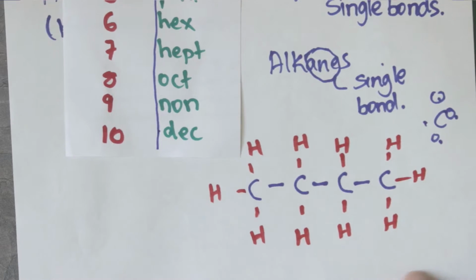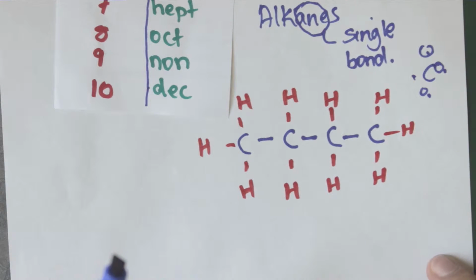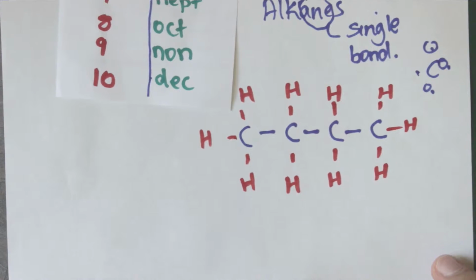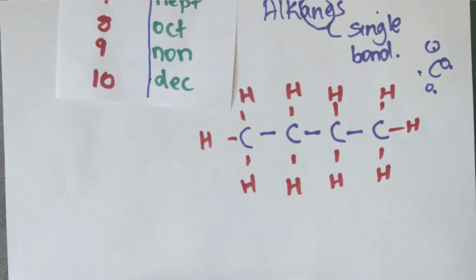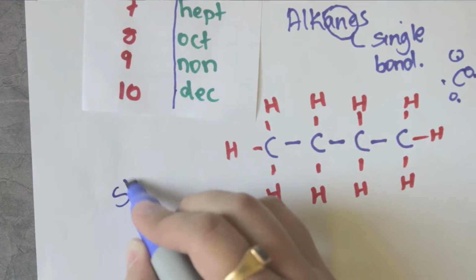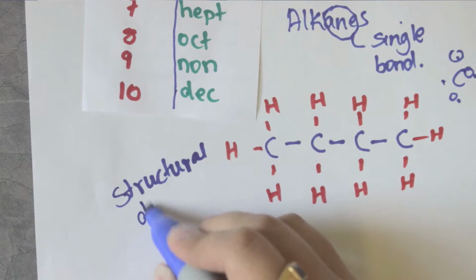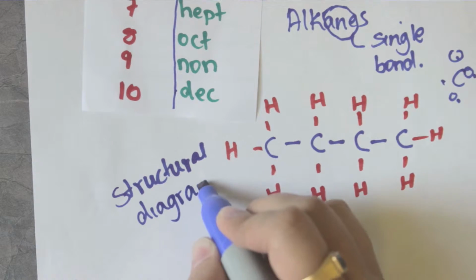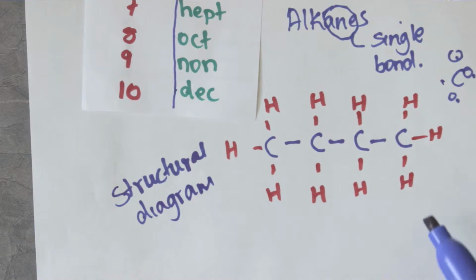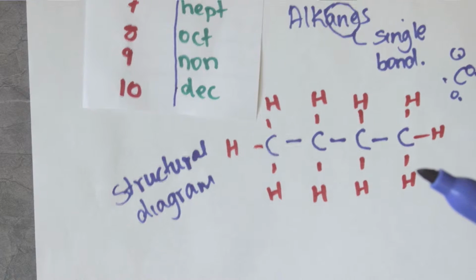First of all, this way of drawing, again, as you can see, because it's all single bonds, this is an alkane structure. This form of drawing is called structural formula. So this, you would call it structural diagram. And a structural diagram is when you have all the hydrogens shown. Now we're going to name this structure.